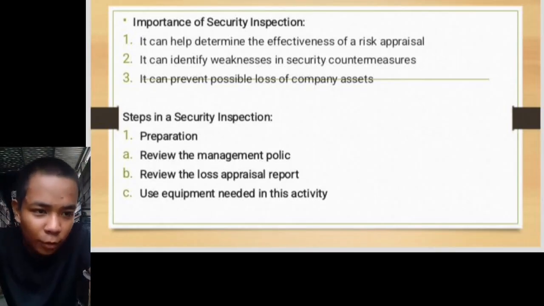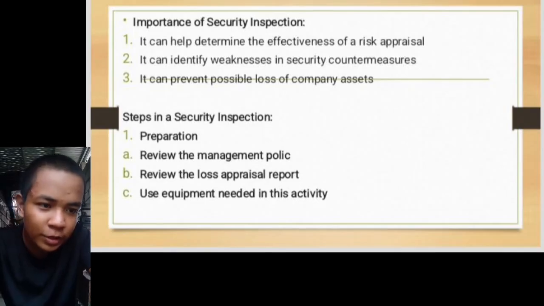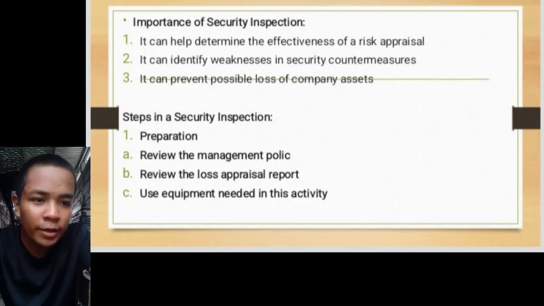The importance of a security inspection is to make sure that safety and security measures are effective. It helps check if a risk appraisal works well, find weaknesses in the security system, and prevent the loss of company property.